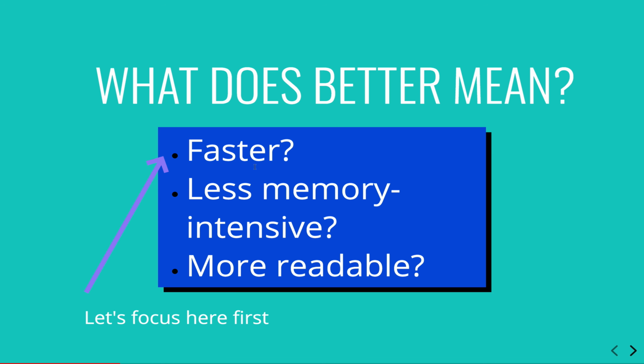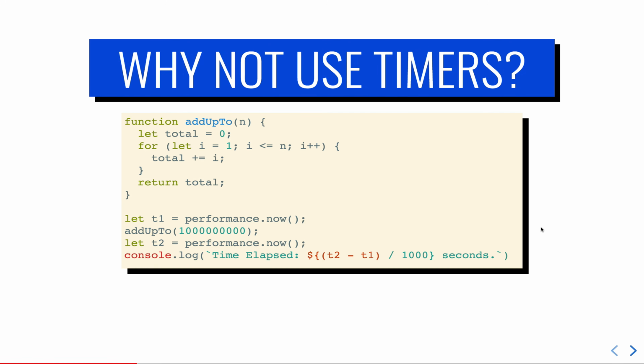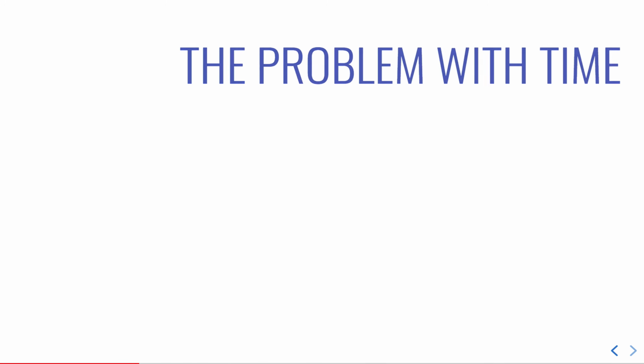I'll touch a little bit on space complexity at the end, but we're really focusing on speed. So it seems like a good place to start would be using timers. We could simply grab the current time, performance.now, and then call addUpTo, and then grab the current time immediately after it finishes, and then subtract the two, and we should be able to tell how long it took, and then we could try that on the other version and compare them. However, it doesn't really work that well.